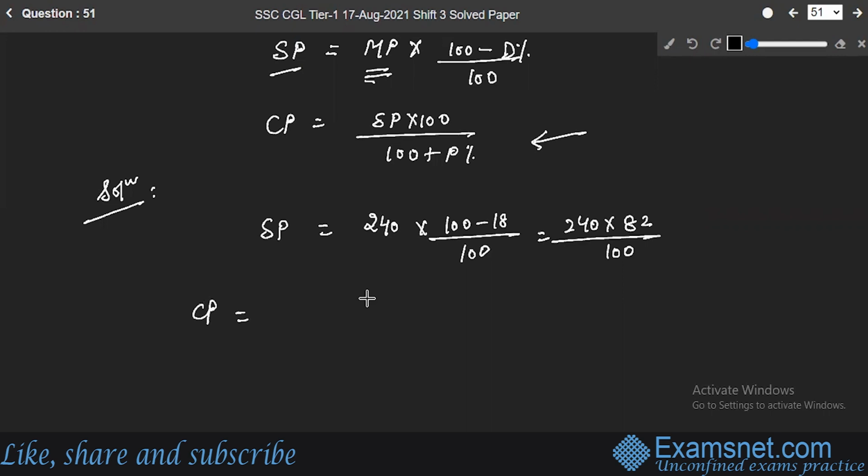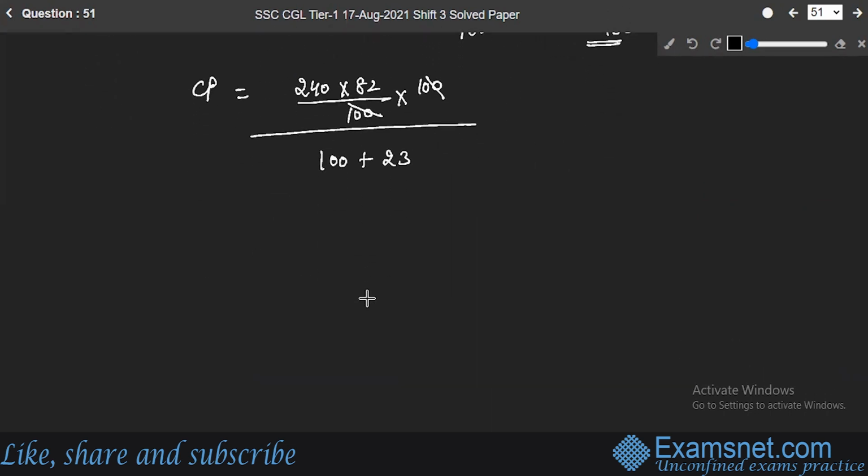So cost price. We know the formula for cost price is selling price into 100 upon 100 plus profit percent. You know, selling price, we just have calculated that, right? And 100 plus profit percent is 123. So it becomes 240 into 82 upon 100 into 100 whole divided by 100 plus 23. So this 100 and 100 will cancel. You will have 240 multiplied by 82 whole divided by 123.